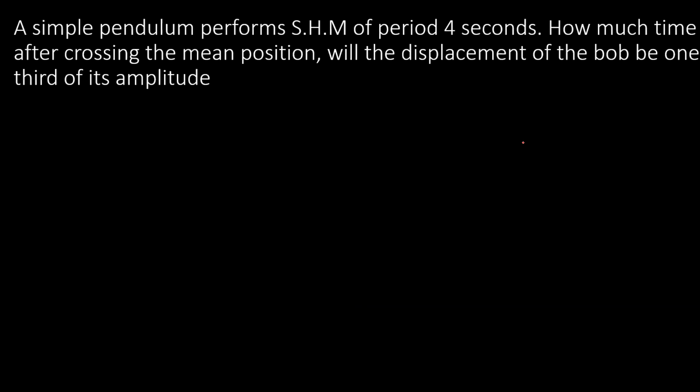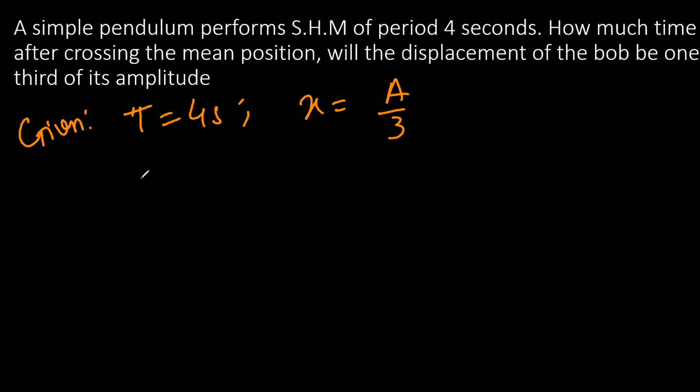A simple pendulum. Okay, this one is based on the simple pendulum. The simple pendulum of period 4 seconds. How much time after crossing the mean position will the displacement of the bob be 1/3 of its amplitude? See, what is given? Time period is 4 seconds, and displacement is 1/3 of the amplitude. And what we need to find? We need to find the time.